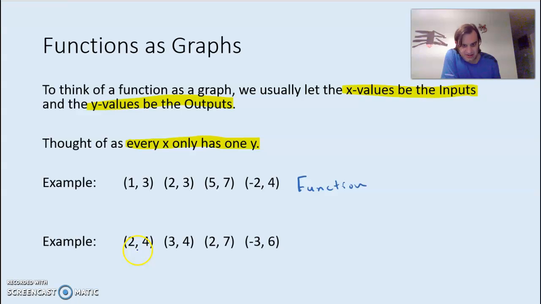The second example I have down here, 2 goes to 4, 3 goes to 4, that's okay. Two different questions can have the same answer. But 2 going to 7, that's an issue. Because 2 can't go to 4 and also go to 7 at the same time. That's not exactly 1. So that's not a function.